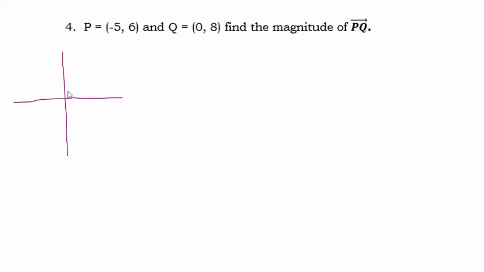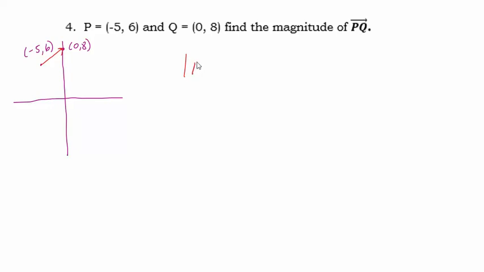So I'll just do a rough graph here. -5, 6, say that's up here somewhere. And 0, 8 would be just a little bit above it, say up here somewhere. Okay, so that's our vector. It goes from P to Q, so it's going this direction. And we want to find the magnitude of that vector. So we simply have to find the x component and the y component.